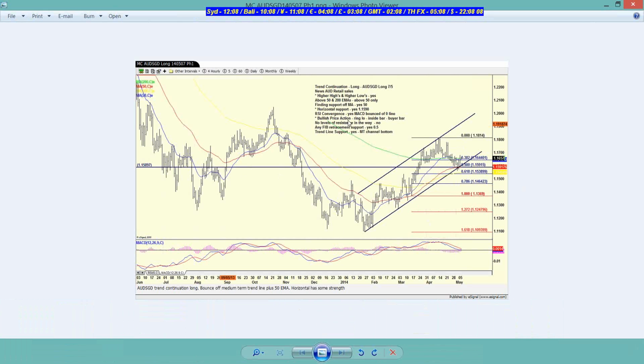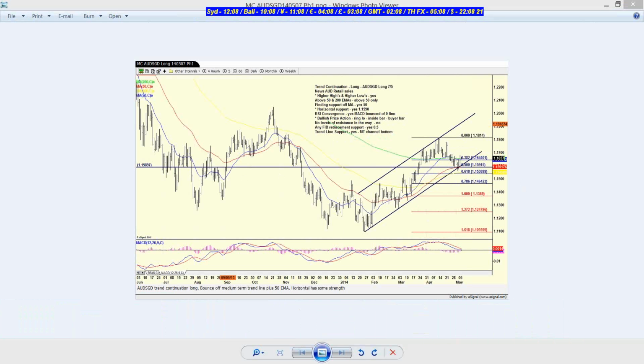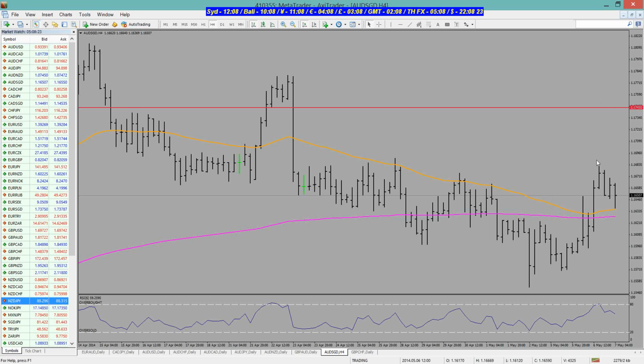MACD bounced off zero line, bullish ring low, inside bar, no levels of resistance. Fib retracement. Channel bottom. Okay, so you've done all this work and you think this is going to play out for you. I would now be looking at this.